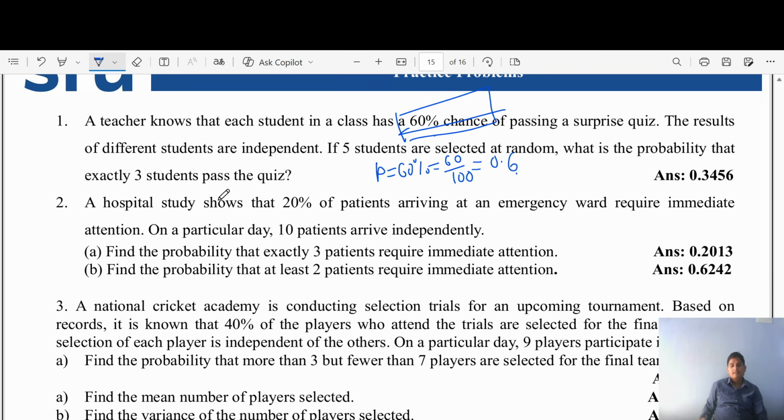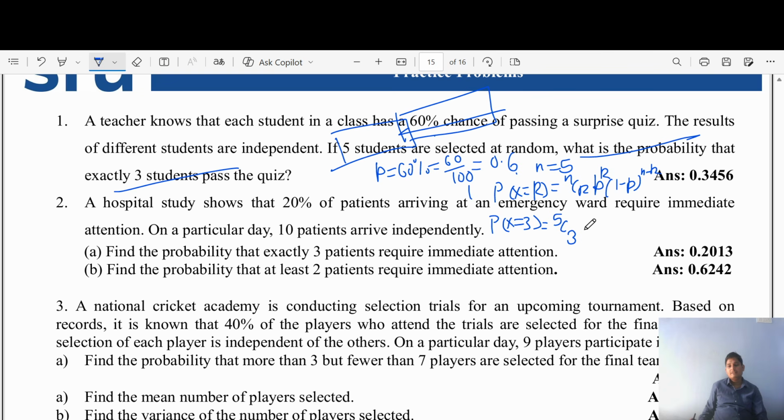It is given that 5 students are selected, so n is equal to 5. What is the probability that exactly 3 students pass? So P(x equal to 3). What is the formula? P(x equal to k) is nCk p to the power k, (1 minus p) to the power n minus k. So x equal to 3 means 5C3, p to the power k means 0.6 to the power 3, 1 minus p, 0.4, to the power 5 minus 3.